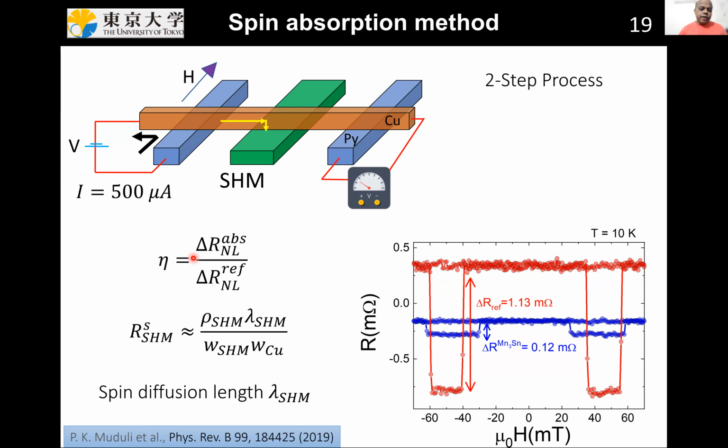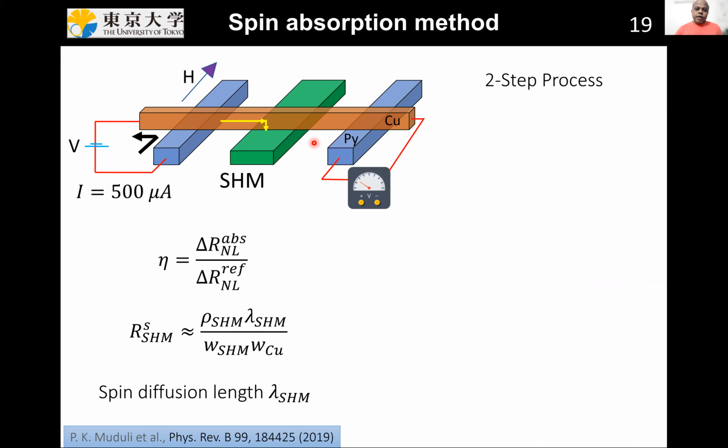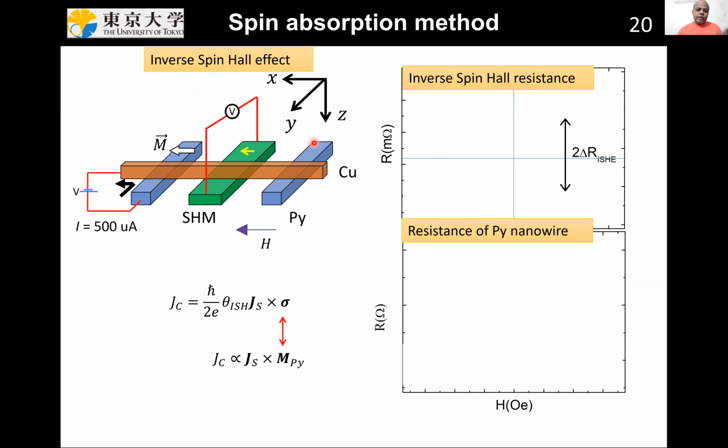And from this reduction of signal, if you know the ratio between these two signals, you can determine the spin resistance of your spin Hall material. And if you already know the resistivity of your spin Hall material and the dimensions of this nanowire, you can determine the spin diffusion length of your spin Hall material. So this is a very useful technique to measure the spin diffusion length of a material, which is a very tiny spin diffusion length. And now, as I said, some of the spin current got absorbed by the spin Hall material.